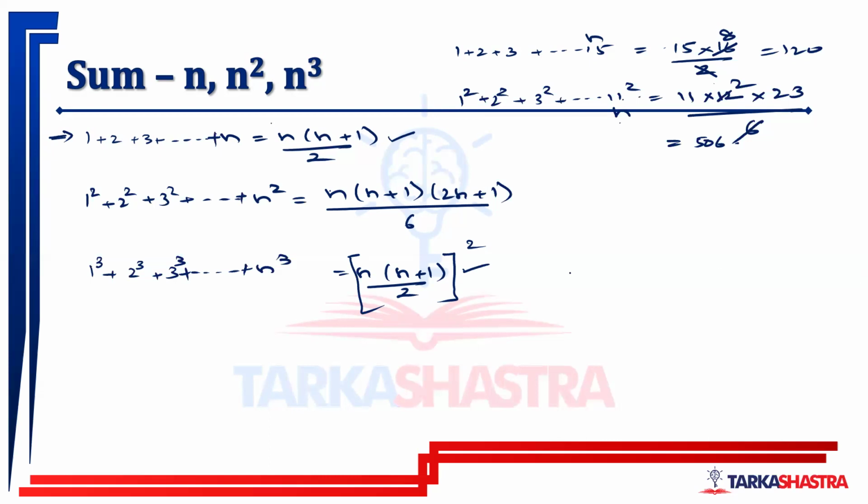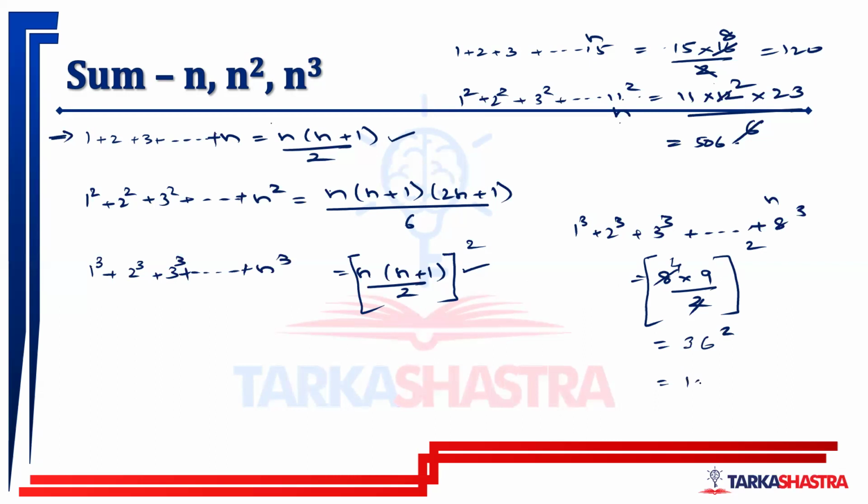Okay, so let us say I have to calculate 1 cube plus 2 cube plus 3 cube up to 8 cube. Then the value of n in this scenario is 8. So my formula becomes 8 into 9 divided by 2, and its whole square. So 2 ones are 2, 2 fours are 8, 4 nines are 36, and its square is 1296. This will be the value of 1 cube plus 2 cube plus 3 cube up to 8 cube. Okay, I hope you have understood this.